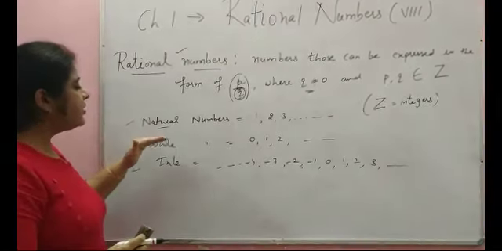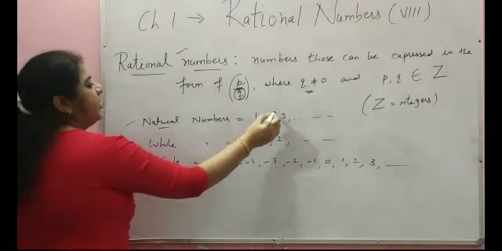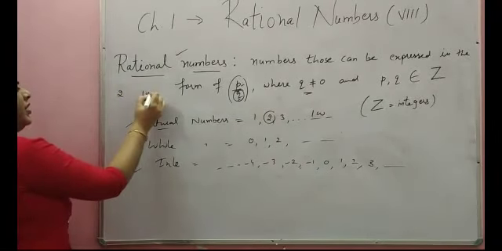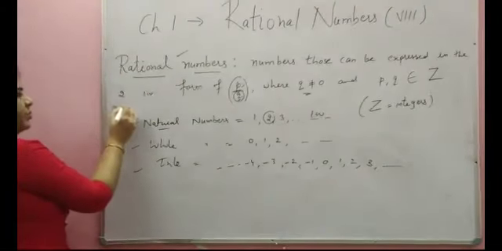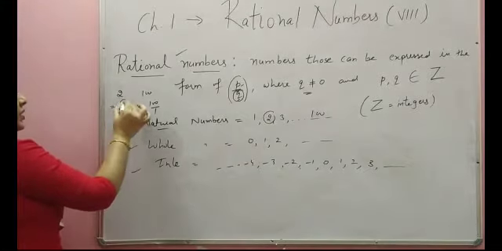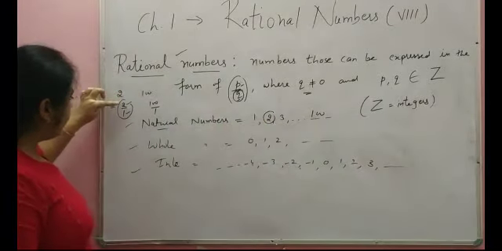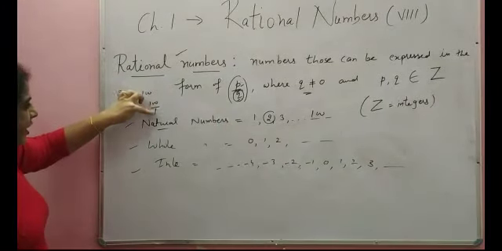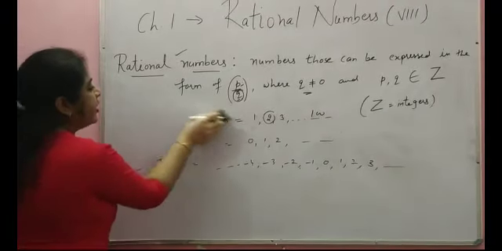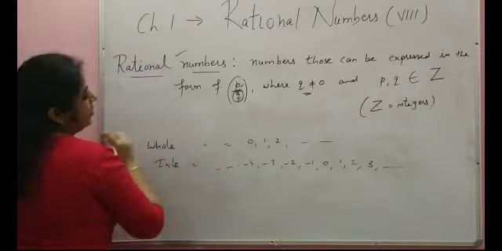Now the concept is, can we say every natural number is a rational number? Yes. How? See, we are taking 2, or any natural number, 100, 1000, anything. This can be expressed as 2 by 1 by putting the denominator 1. This is an integer, this is an integer. So we express every natural number in the form of p by q, where p and q belong to integers. So every natural number is a fraction as well as a rational number.